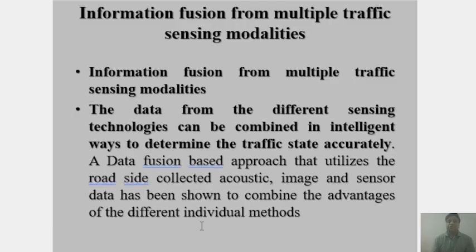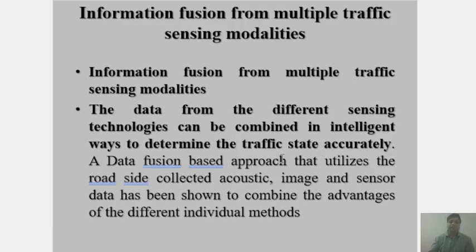So next, coming to information fusion from multiple traffic sensor modalities. So basically we are getting information from different sources, like we have seen in the previous slides, from intrusive, non-intrusive, Bluetooth, audio and different parameters related to this. So we are getting information from different sensing technologies. So basically what we can do is we can fuse all the information, that is called fusion of information. So basically what happens over here is we are able to combine all the information from different sensing technologies in an intelligent way to determine the traffic state accurately.